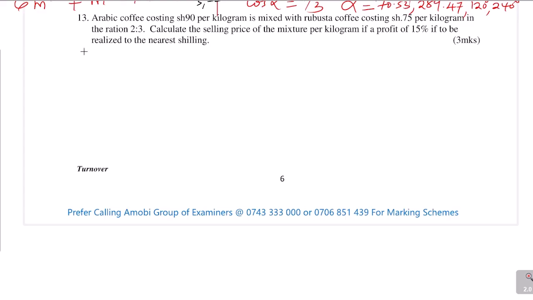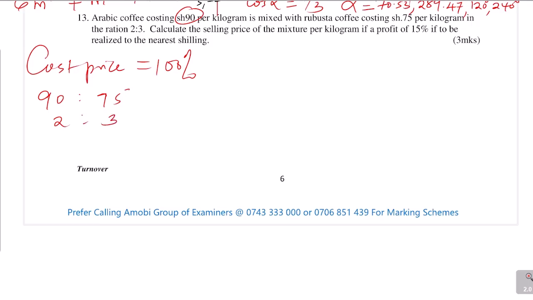So what you can get from there is the cost price. Remember, the cost price is the one that you're going to equate to 100%. Cost price is 100%. How do we get the cost price? For the cost price of 1 kg of the mixture, we have 90 as the cost, and then we have 75, and the ratio is 2:3. So we get the cost of 1 kilogram.